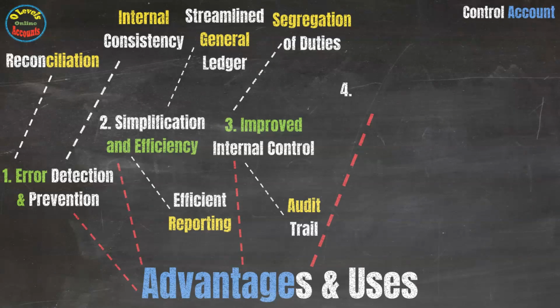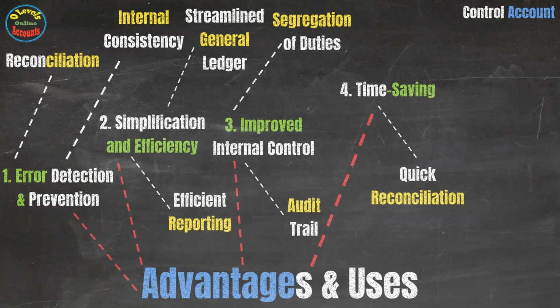The fourth point is time saving. It will explain with the help of the further two sub-points. These are as follows. The first sub-point is quick reconciliation. Control accounts allow for quick reconciliation of large volumes of transactions, saving time for accountants. Instead of checking each individual transaction, they can focus on the summarized totals in the control accounts.